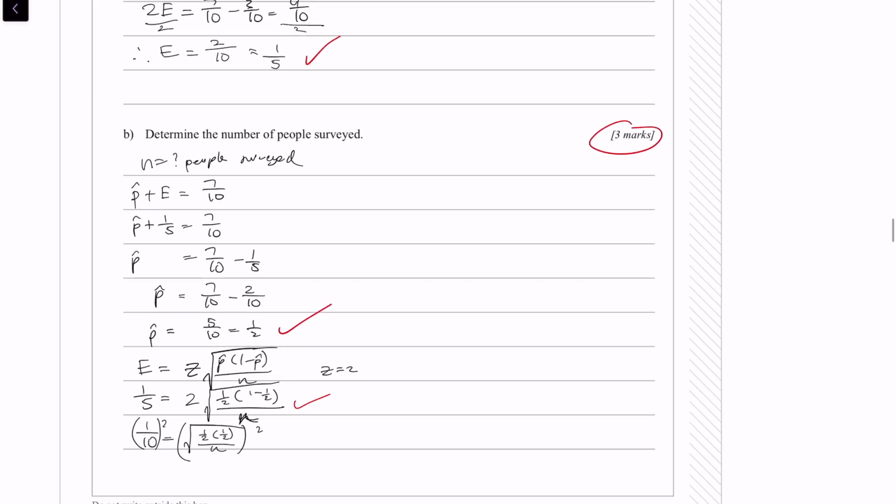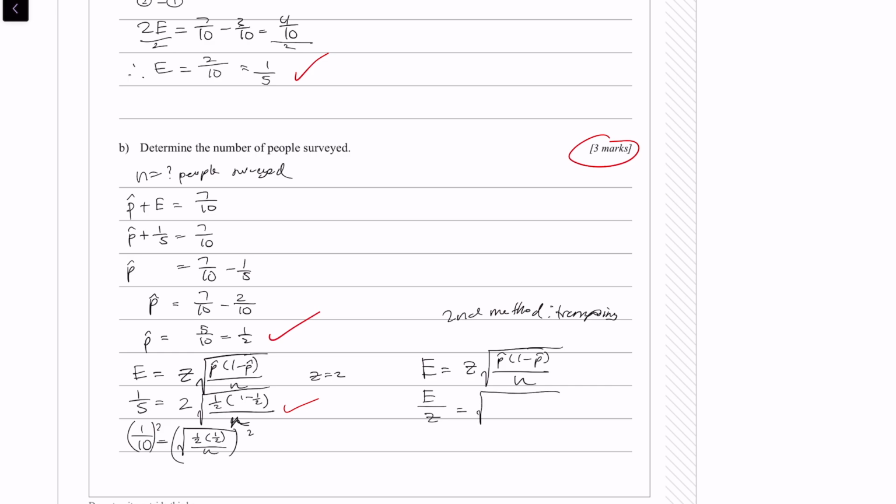And then the second method, where we are transposing the formula and then putting it straight in. So I know that E is equal to Z times the square root of p hat times 1 minus p hat over n. So what I can do is I can divide Z. I'm basically doing the same thing but without numbers, just letters. So I've divided by Z on both sides. I can square root.